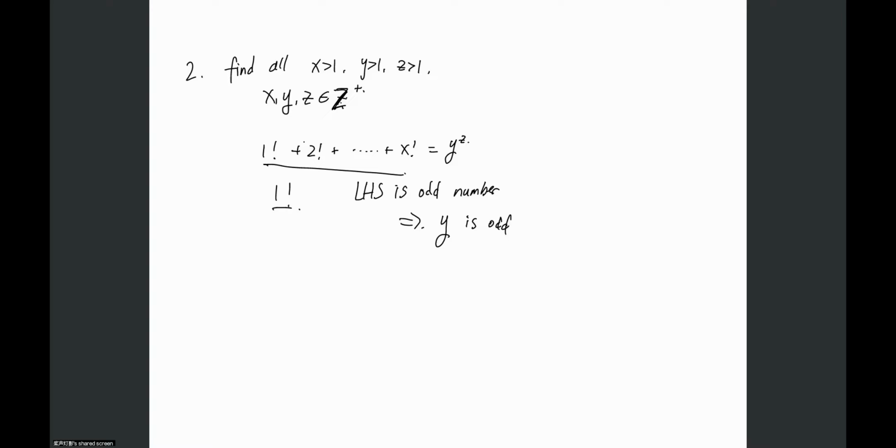Okay, so let's try to discover some more properties. y is an odd number, so let's consider modulo 3. 1 factorial plus 2 factorial equals 3, and all the numbers after 3 factorial are multiples of 3. So firstly, the left hand side is a multiple of 3, so y is a multiple of 3, of course. Okay, 6 factorial. y is odd, y is a multiple of 3. So what's next?